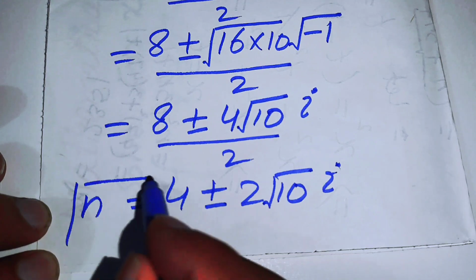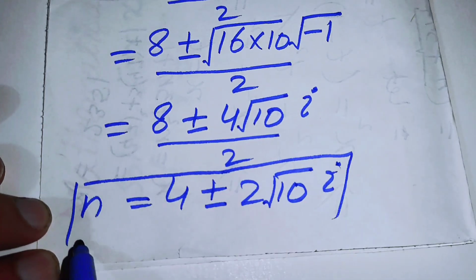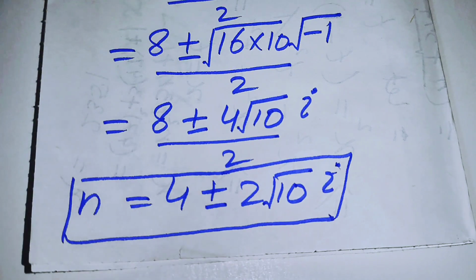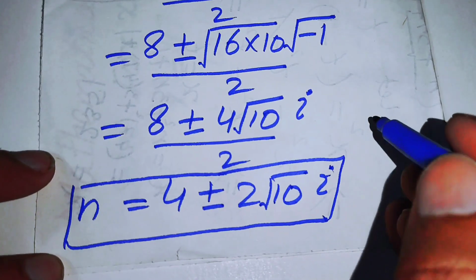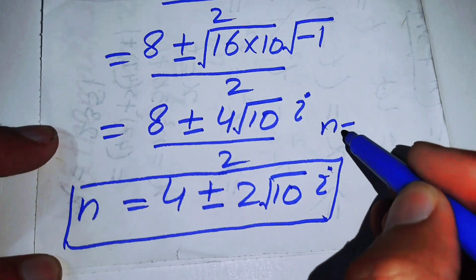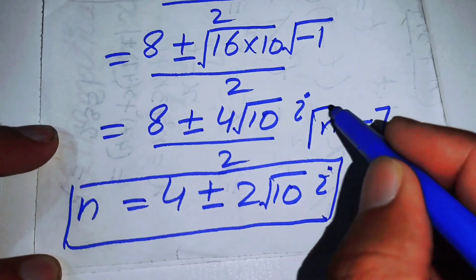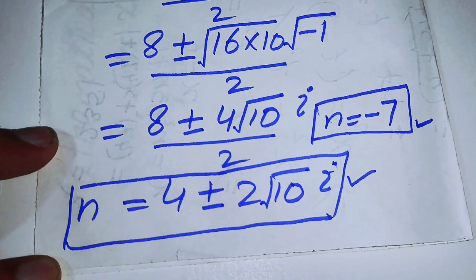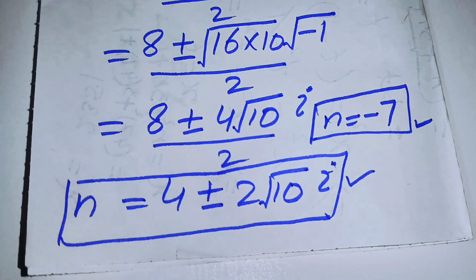So these are the two other complex roots of the given equation, and we have three roots of the given equation: n is equal to minus 7, which is the first real root, and these two are the complex roots, and this is our final answer.